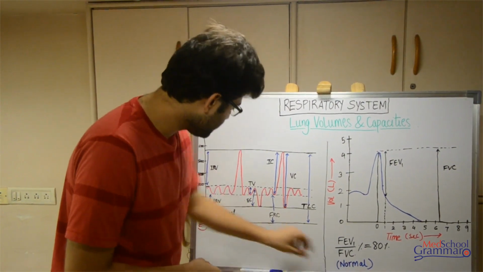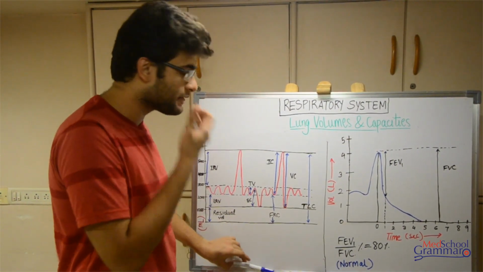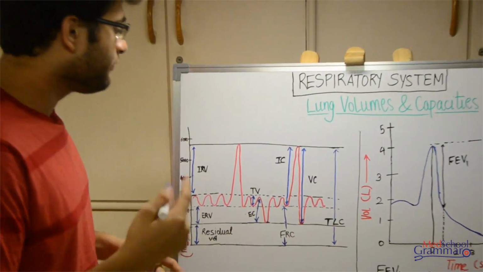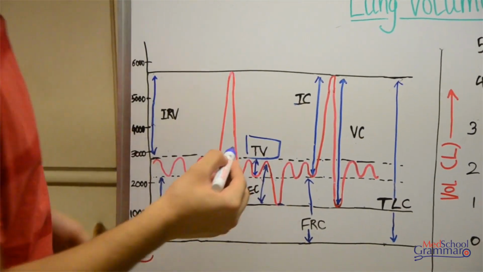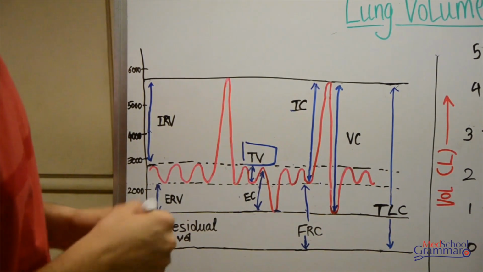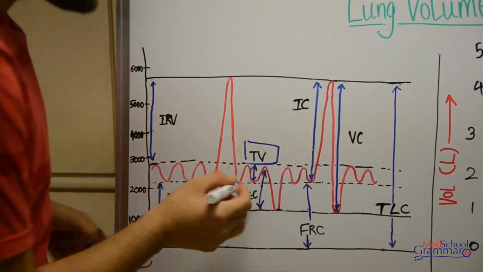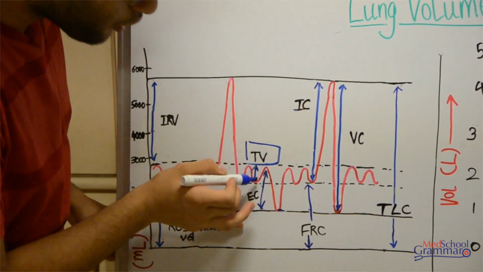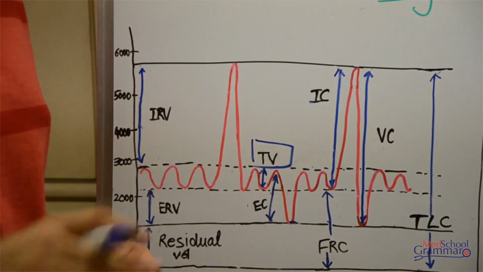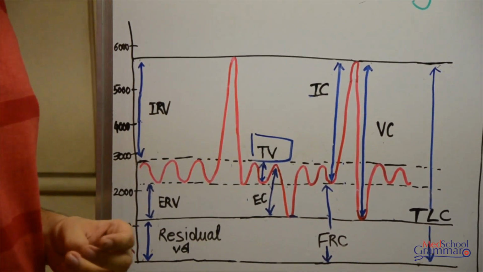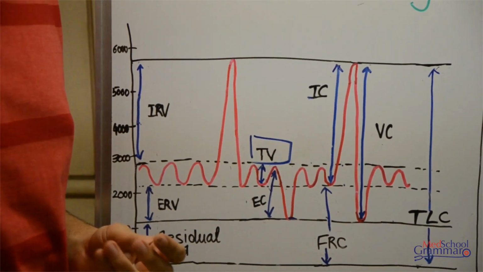Now moving on to the various lung volumes that are calculated. The first lung volume that we calculate is known as the tidal volume. So what is tidal volume? Tidal volume is the normal amount of air that you breathe in and breathe out during quiet respiration, and its value is approximately 500 ml.